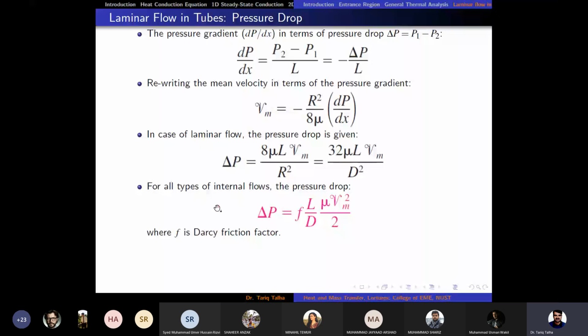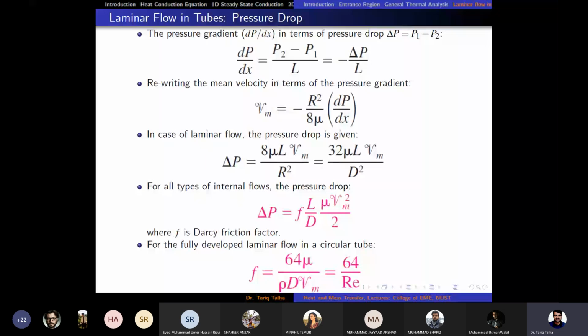And then if we compare these two relations, we can easily see that f becomes equal to 64 upon Reynolds number. Have you come across this formula as well? 64 upon Reynolds number. Okay, so it means that the friction factor, which is more important in fluid mechanics, is inversely proportional to the Reynolds number in case of laminar fully developed pipe flow. So we are talking about fully developed laminar pipe flow.